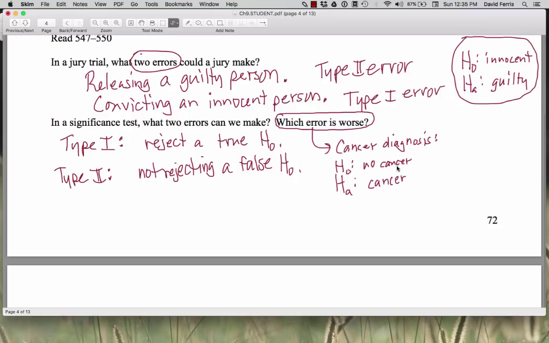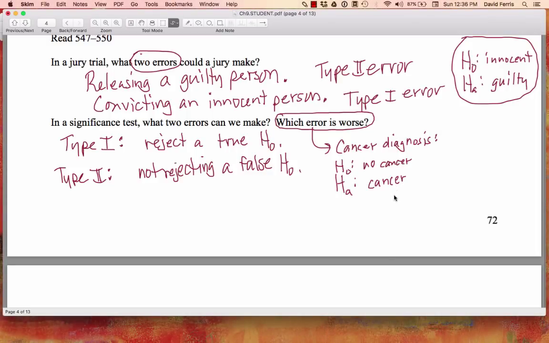So you can imagine there are some tests sometimes that show that somebody has cancer when they really don't. That's kind of a bad thing. If you reject the null hypothesis and tell somebody they actually do have cancer when they don't, that's a type 1 error. And of course that's serious. But equally serious is not rejecting a false null. In other words, telling somebody they don't have cancer when they really do. That also can be bad because they don't get the treatment that they need.